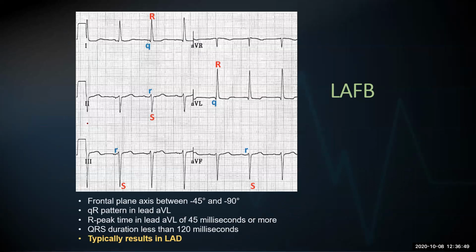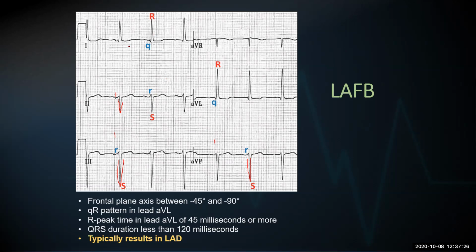It's going to have a QR pattern. What I mean by that is you're going to have the QR pattern in 1 and AVL, but to make a diagnosis of LAFB, look at 2, 3, and AVF. Here you're going to see very deep S waves. The deep S is going to be at least 150 milliseconds, along with the duration of the QRS, and this RS pattern is suggestive of left anterior fascicular block.